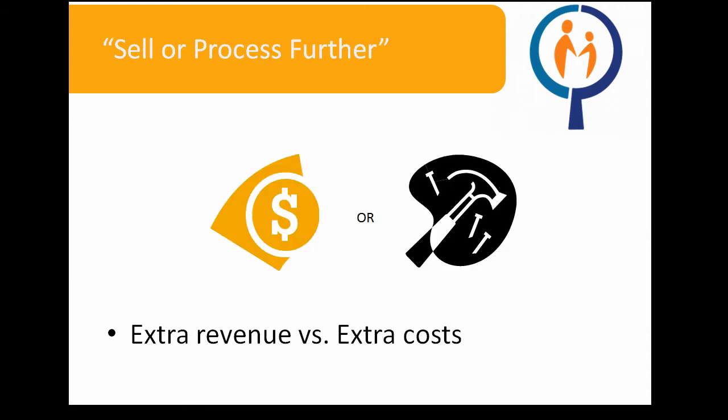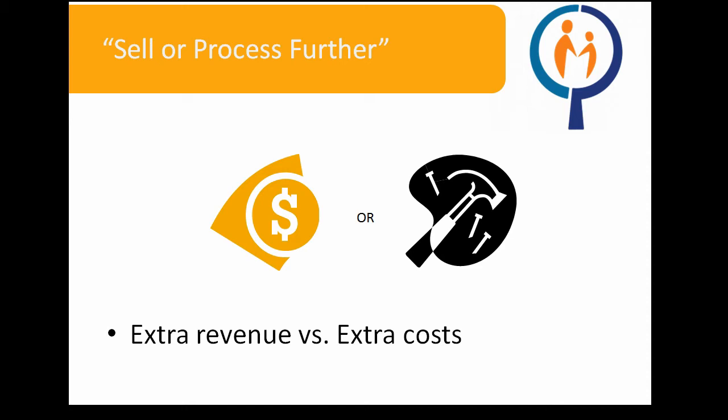Our first question type is the sell or process further scenario. Generally in this scenario type, a company is deciding whether to sell the product they already have or to process it further into another product. For example, a rice company could decide to either directly sell their rice to the consumer or process the rice into rice pudding before selling it to their consumers.